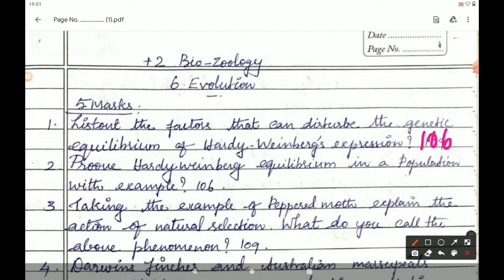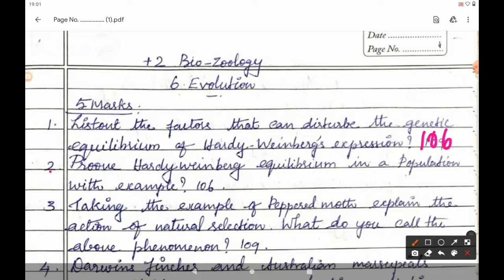Under the subheading Hardy-Weinberg assumption, include, that is no mutation. From there you open the bracket till the end of the lesson. Evolution will take place. Close the bracket. The next question: prove Hardy-Weinberg equilibrium in a population with an example.